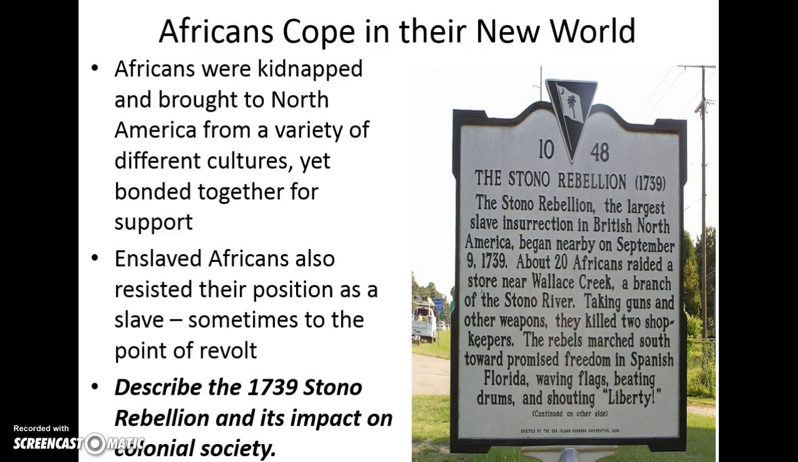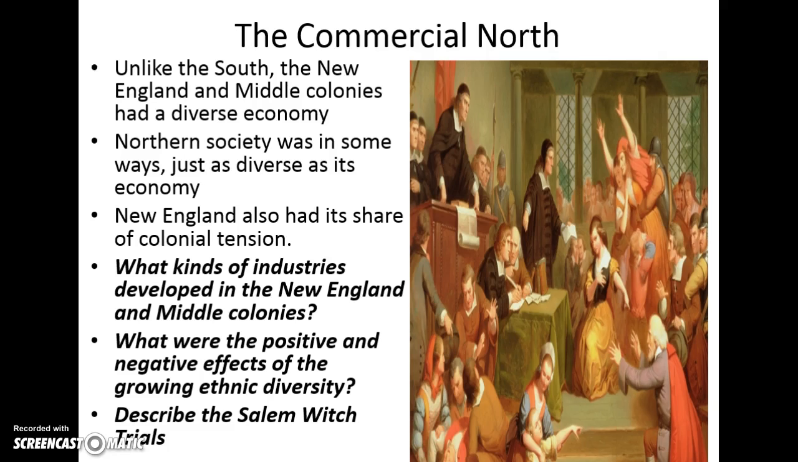In your notes, you will look at the Stono Rebellion, so I will not spend too much time on that. In the North, the New England and Middle colonies, they were a lot more diverse. They were diverse in their economics, and they were diverse in their social structure. In the New England and Middle colonies, you see a variety of industries developed.